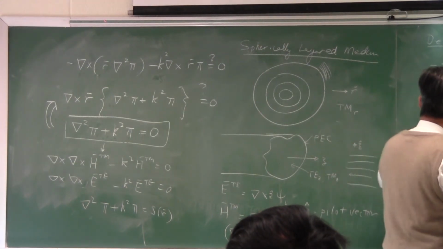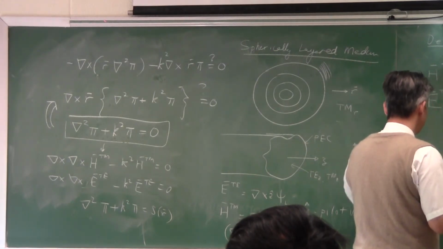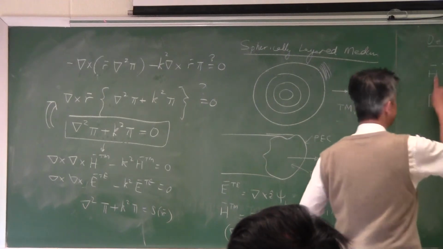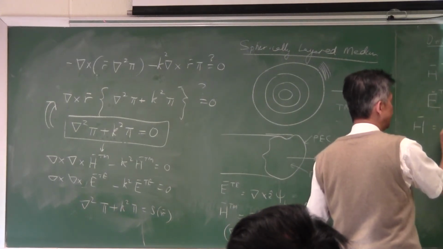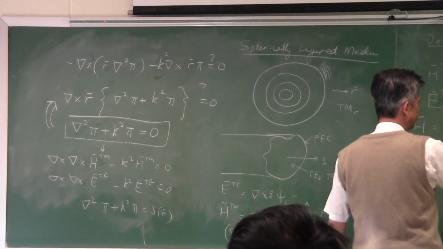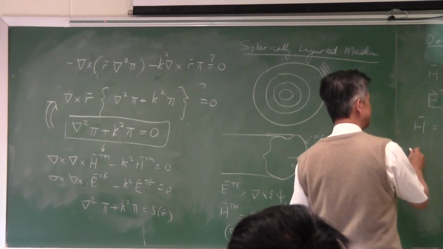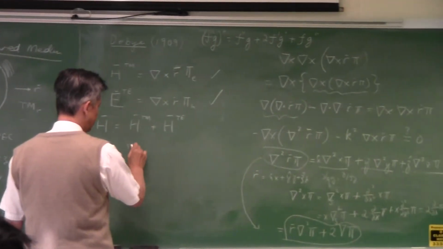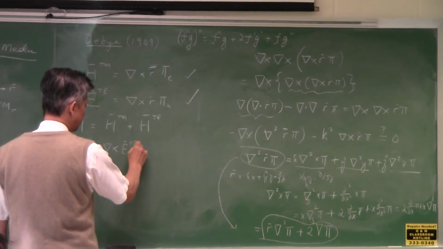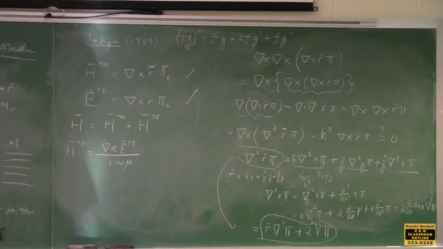So if H is that and E is that, then we can write down the total field. The total field will be the sum of these two. So in general, H will be H_TM plus H from the TE field as well. But we know that H_TE must be curl of E_TE divided by iωμ. This is Maxwell's equations, the source-free Maxwell's equations.